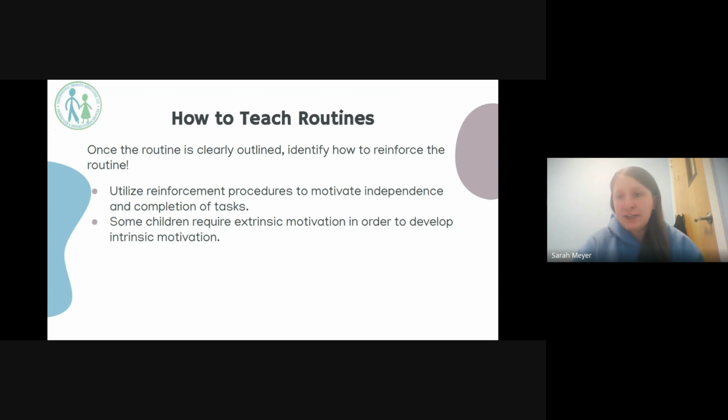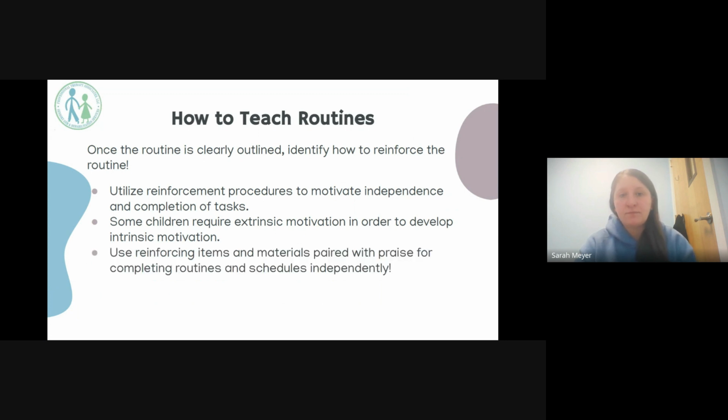For a lot of children, the idea of intrinsic motivation needs to be developed, and a lot of that comes with brain development. So there are those two types of motivation that we have: intrinsic and extrinsic motivation. Intrinsic motivation is the idea that we do something because it makes us feel good, while extrinsic motivation is we're doing something to get something that we enjoy. So we are going to begin by utilizing reinforcement or reinforcing items and materials. But again, we're always going to pair it with praise so that we can help the children develop that intrinsic side, that intrinsic motivation for doing what they need to do.